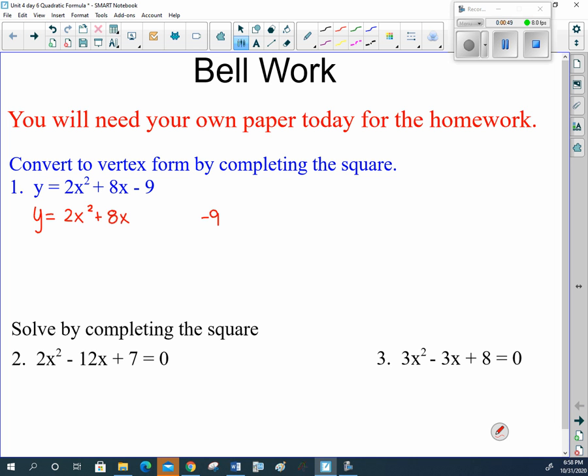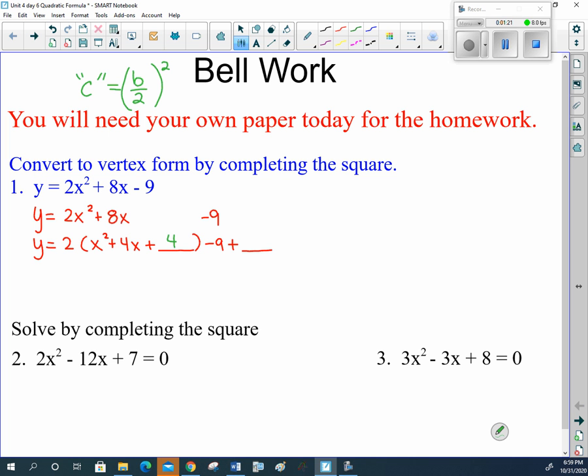Now I'm going to want that to be a 1x squared. So it looks like to me I can factor out a 2 out of the x squared and the 8x. And then I'm going to draw a line because that's where I'm going to put my c. And then I'm going to put another line because that's where I'm going to put the opposite of c. So remember, to find c, we take b, divide it by 2, and then we square it. So half of 4 is 2, and 2 squared is 4.